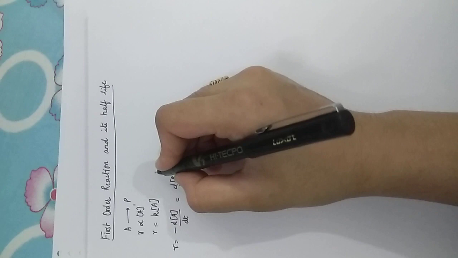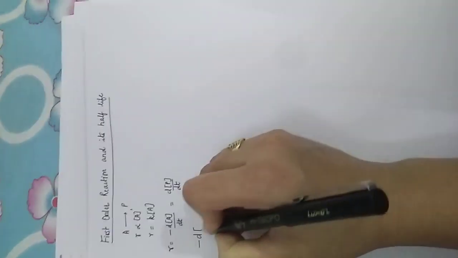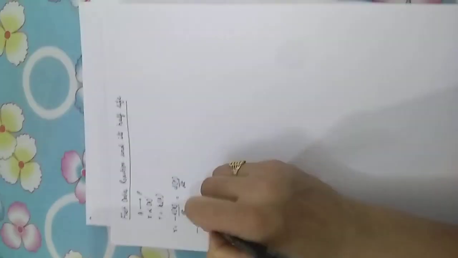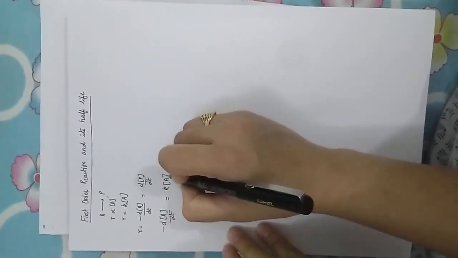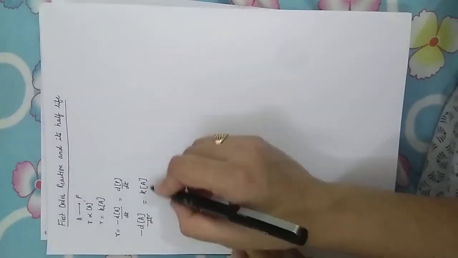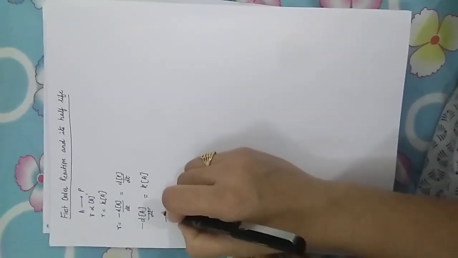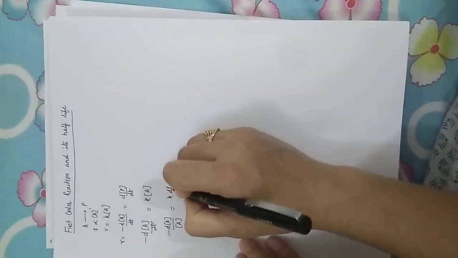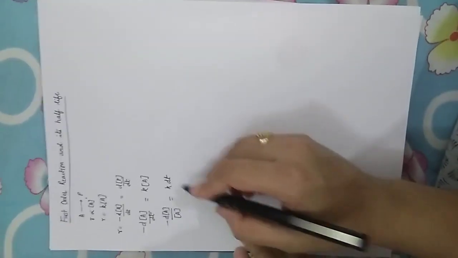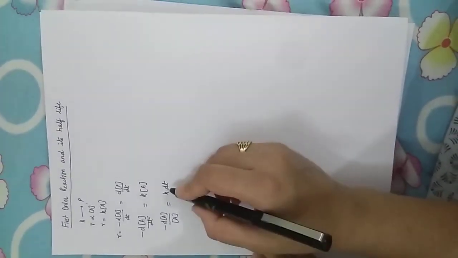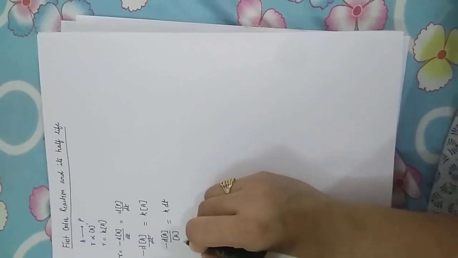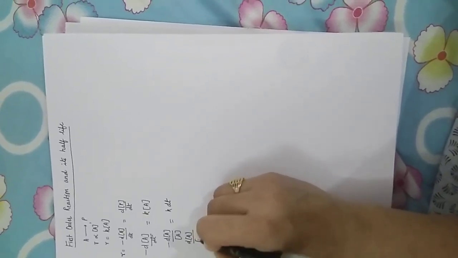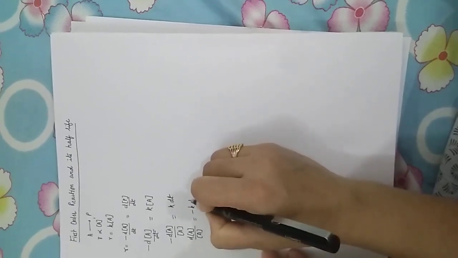So from both of these two equations, we can write down that the decrease in the concentration of reactant with time is equal to K into concentration of A. Now bringing the concentration terms to the same side, we can rewrite this equation as minus dA by A equal to K dT. By multiplying both the sides with minus 1, we can remove the negative sign from the left hand side and we'll get a negative sign on the right hand side.